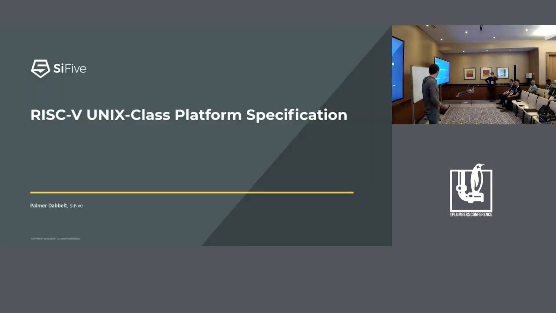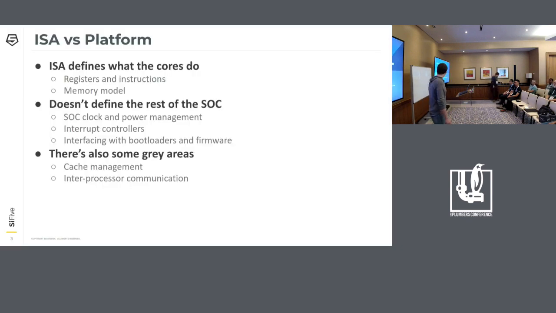Just a couple of slides on the Unix class platform specification, which is the big spec thing going on in Linux land right now. This is a RISC-V spec, but it's not an ISA spec. The ISA spec defines what the processor does: instructions, registers, and how things execute. But it doesn't tell you about the rest of the SoC, and you need something to program against for the rest of that SoC.